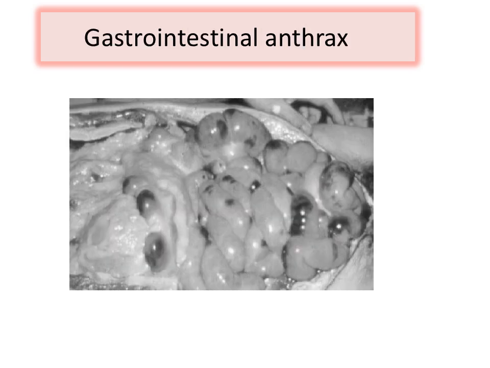Gastrointestinal anthrax, you can see lesions there. You can see tissue damage there. And then of course it was done on colonoscopy or endoscopy.